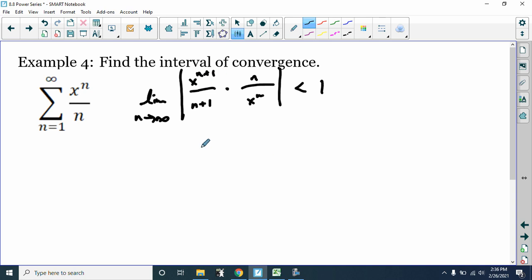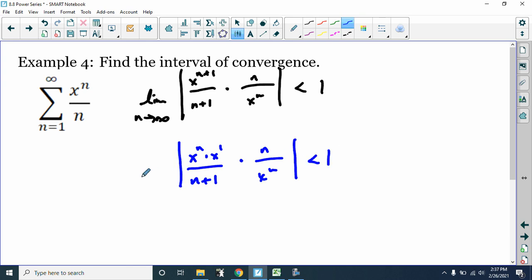Simplify right here. x to the n times x to the first. Until you evaluate the limit as n approaches infinity, make sure you continue to write it out here. The x to the n's cancel. If I evaluate the limit as n approaches infinity of this part, n over n plus 1, it's just 1 divided by 1, so that goes to 1. I get down to the absolute value of x is less than 1.